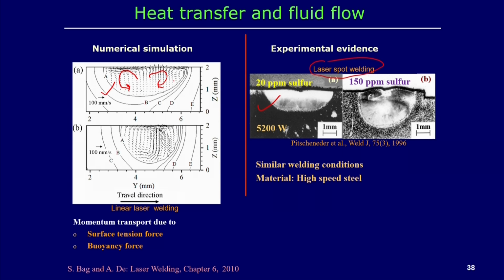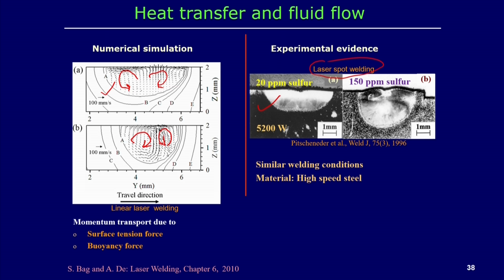that means in the other case, when there is a presence of the surface active elements, the material flow pattern is in this direction and in this direction. So, in these two cases, although the welding conditions are similar, there is a significant difference in the weld pool shape and size because of the presence of the surface active elements within the material itself. But when you try to simulate this material flow, we need to consider the positive or negative value of the coefficient of the surface tension that we had discussed.